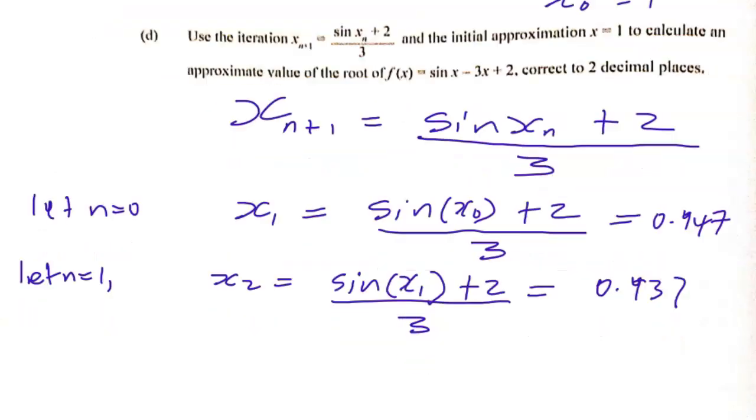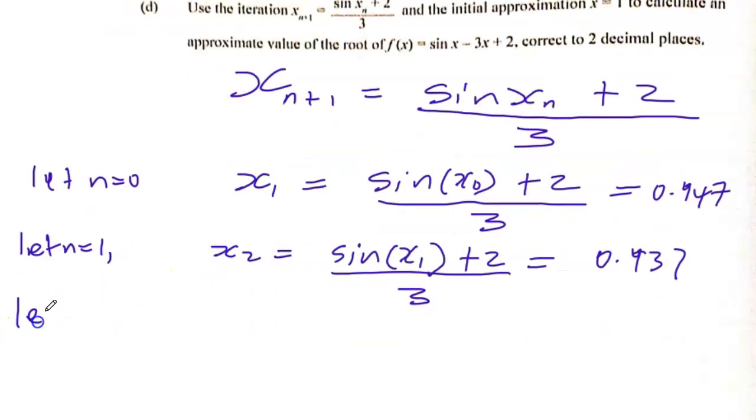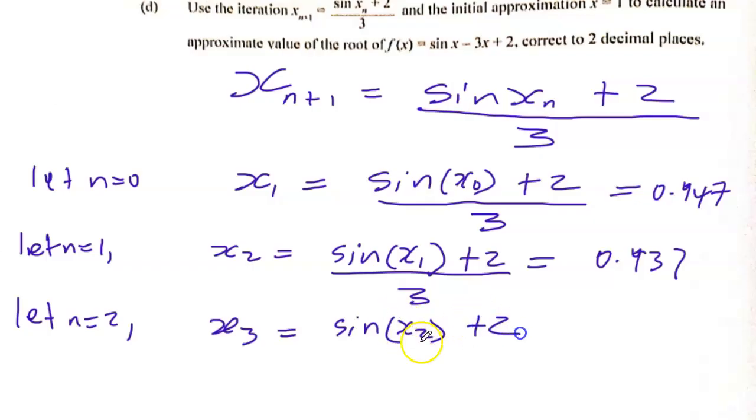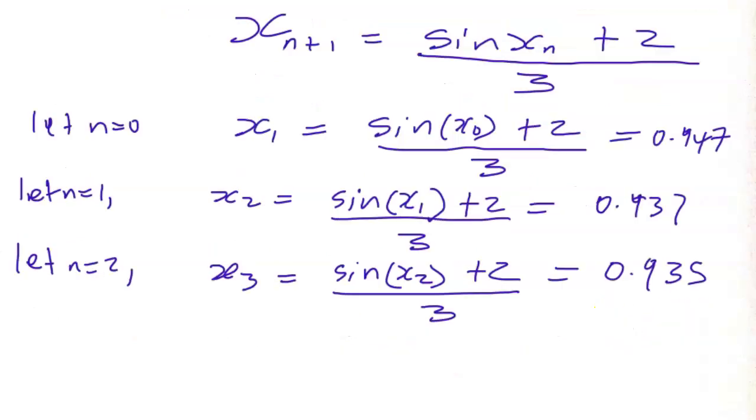And then next, this time we'll let n be 2, so x subscript 3 now. So 2 plus 1, that's 3. So it's sine x subscript 2, which we just found to be 0.937, plus 2 divided by 3. So it's now sine 0.937 plus 2 divided by 3. That would give us 0.935. Let's try one more.